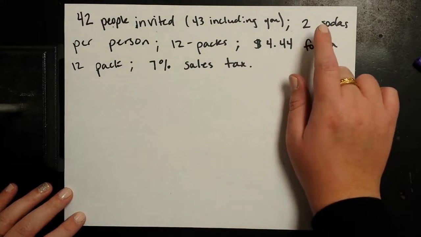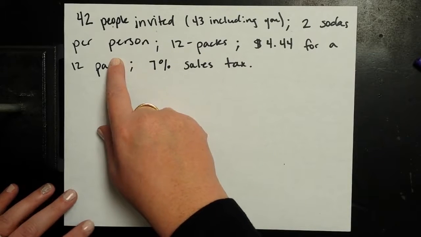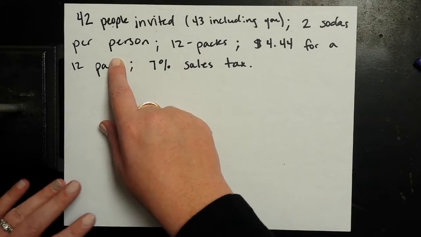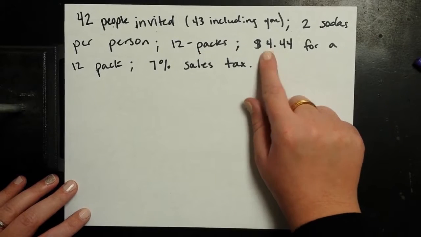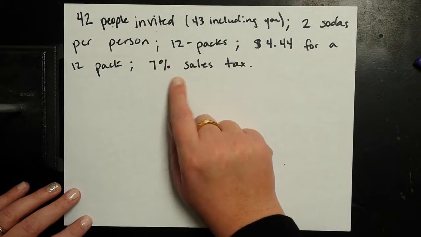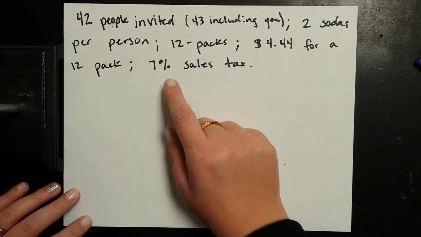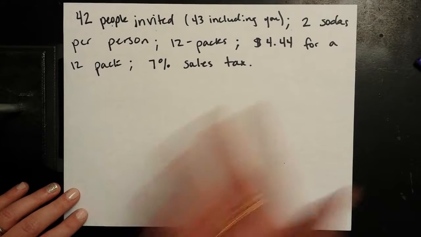You want to make sure that you've got enough sodas for each person to have two, so 2 sodas per person. But the type of sodas you're buying and the store you're buying them at only sells that soda in 12 packs. And each 12 pack costs $4.44. And you also know that your state has a 7% sales tax. And you're wanting to know how much total money do I need to bring to the store for the sodas.